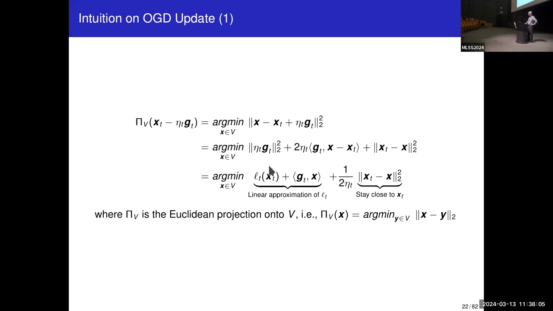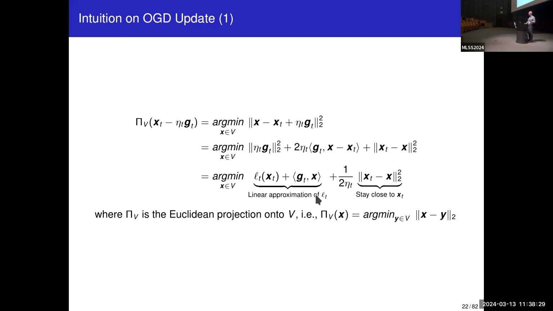So what is this expression here? This is the linear approximation to your loss function in x_t. And given the property of the subgradient, this is always below the function. And what is this other term here? This other term basically says, this is minimized when x is equal to x_t.